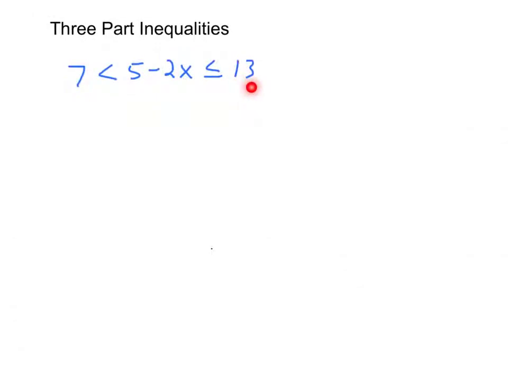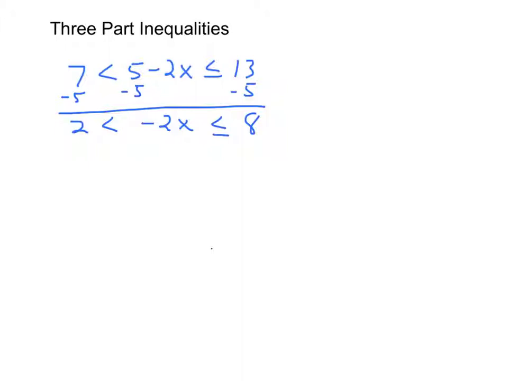And our goal here is to get x by itself in the middle. So right now we have 5 minus 2x, and we'd like to get that down to just being an x in the center here. And so the first step would be to remove this 5. So we'd subtract 5 from all three sides. So this time whatever you do to one, you have to do to all three. So that would give us 2 is less than negative 2x is less than or equal to 8.